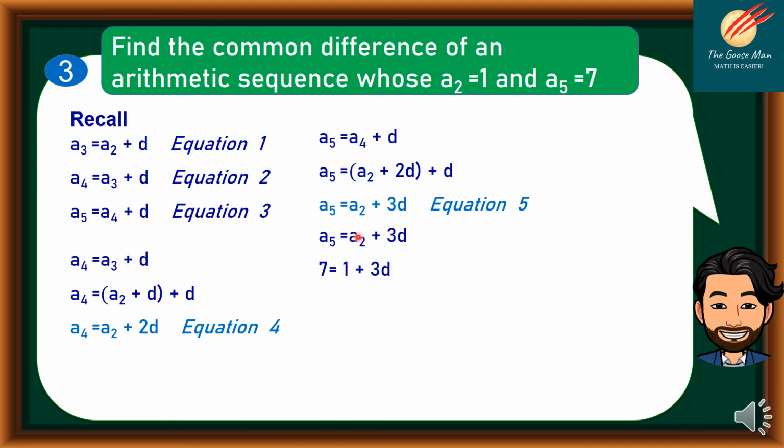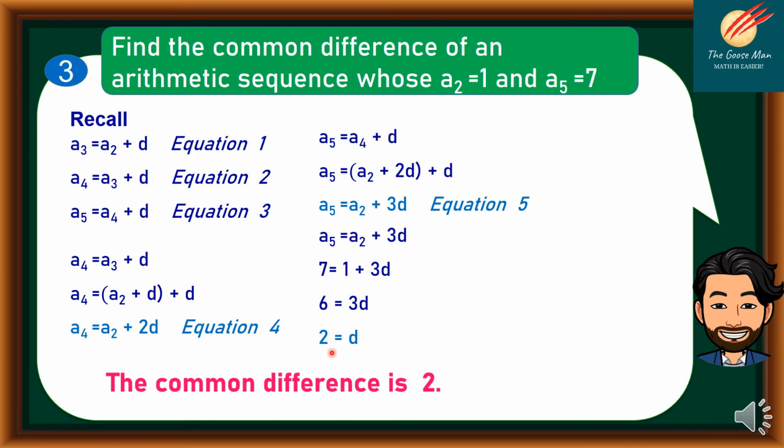Next, since I know that the fifth term is equal to the second term plus 3d, and based on our given, your fifth term is equal to 7. Substitute, then working to isolate the value of d, I have 7 minus 1 is equal to 6, which is equal to 3d. Then divide both sides of the equation by 3, so the value of d is equal to 2. So therefore, I can say that the common difference is equal to 2.